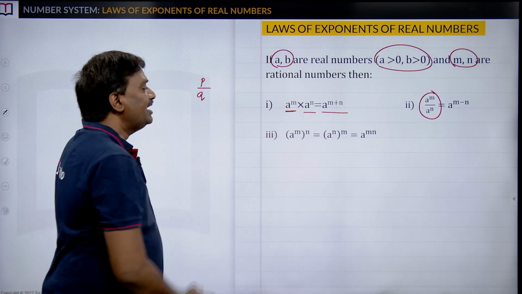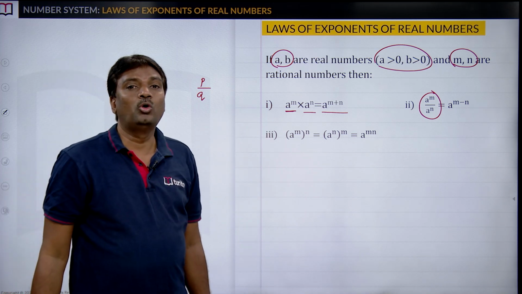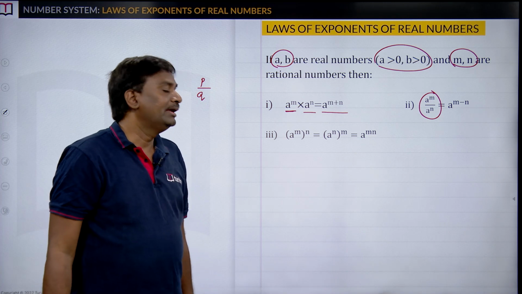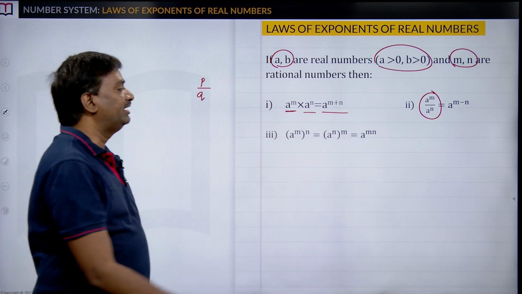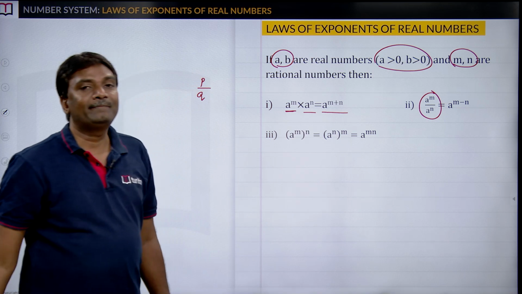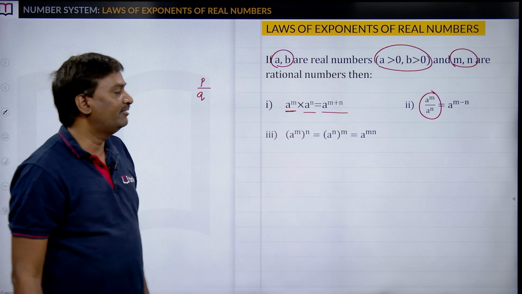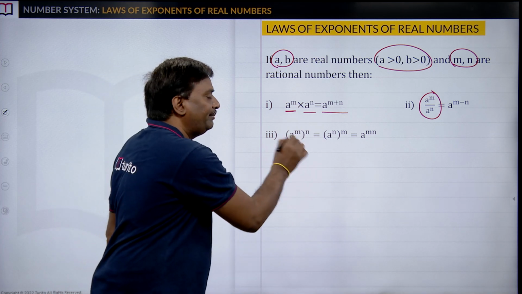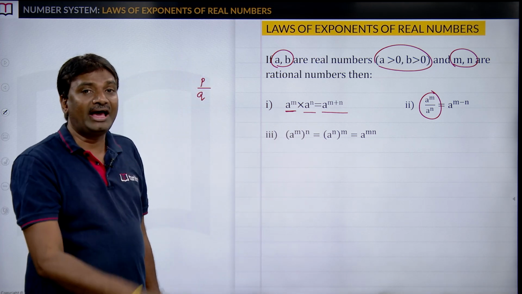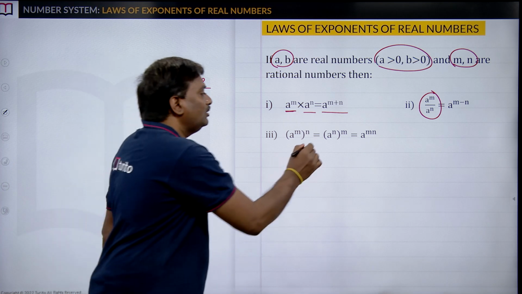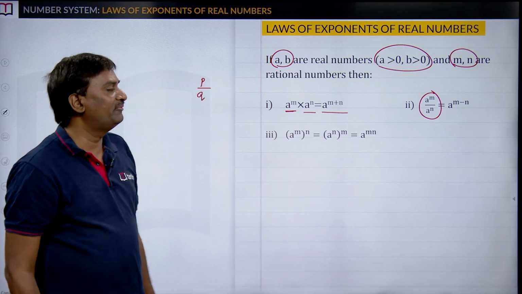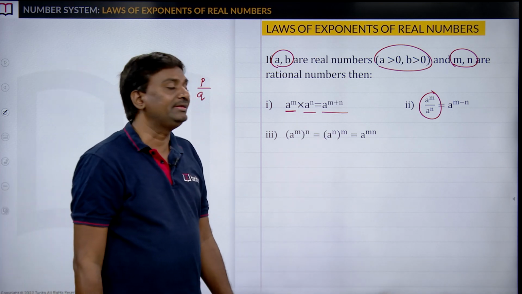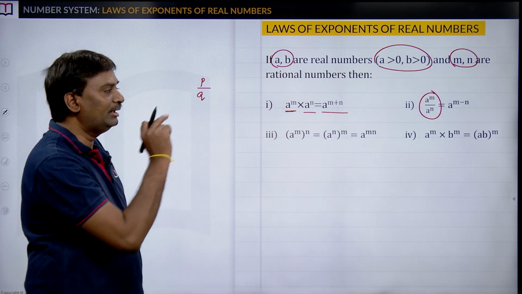Next, the third one: A power m whole power n, or A power n whole power m, equal to A power mn. A power m whole power n: first A power m is one term, again we have another power, that is n. Or you may take A power n whole power m. By simplifying that you will get A power mn.